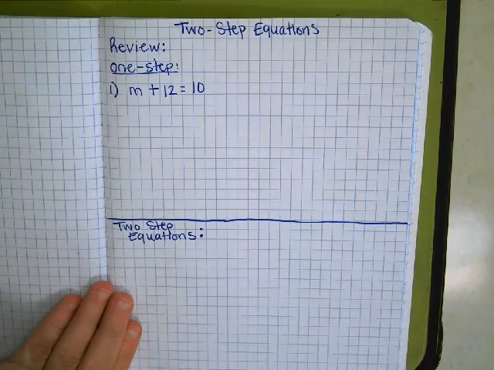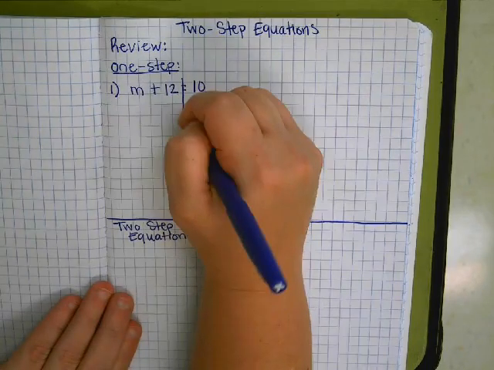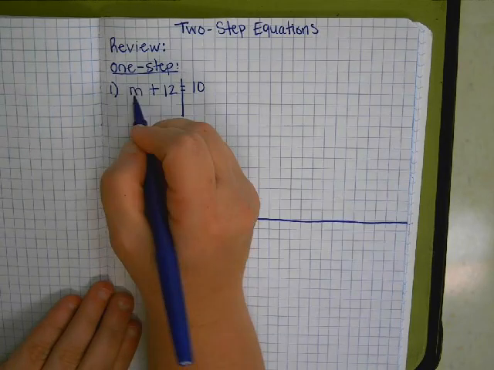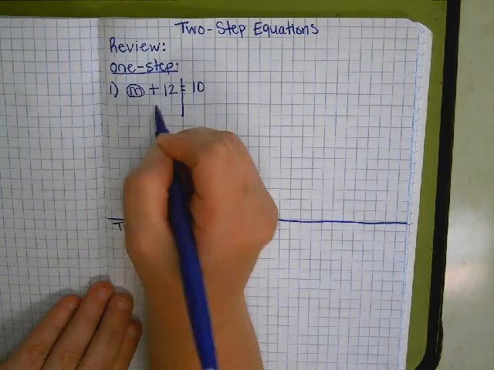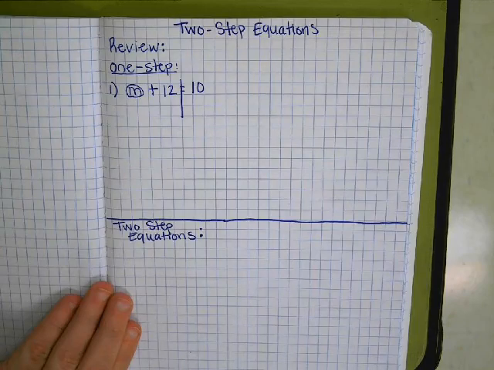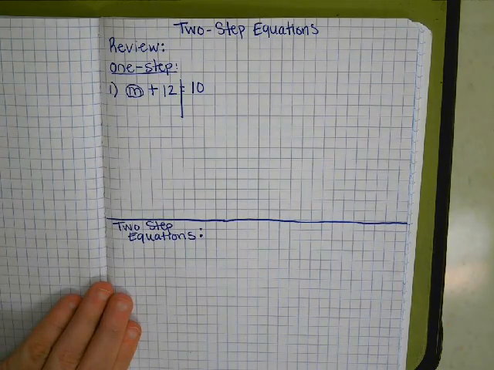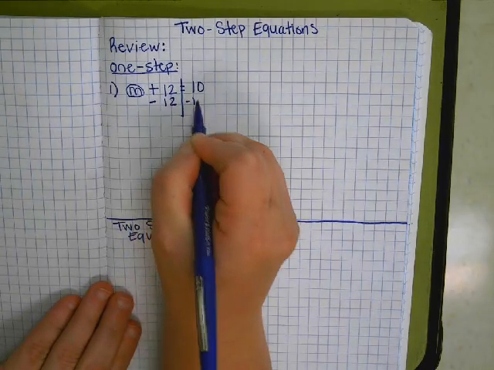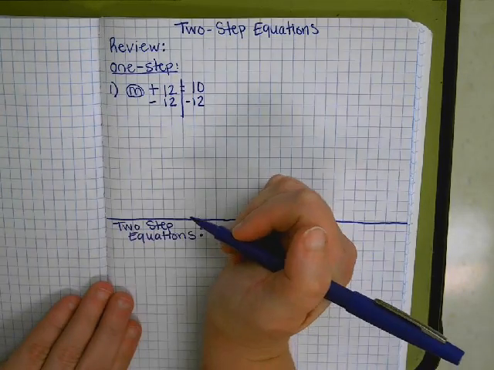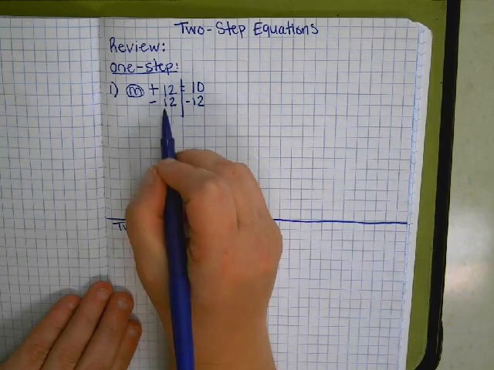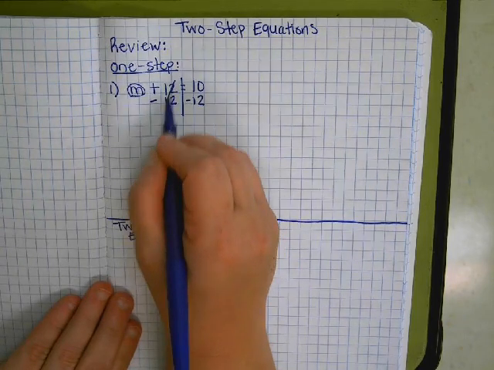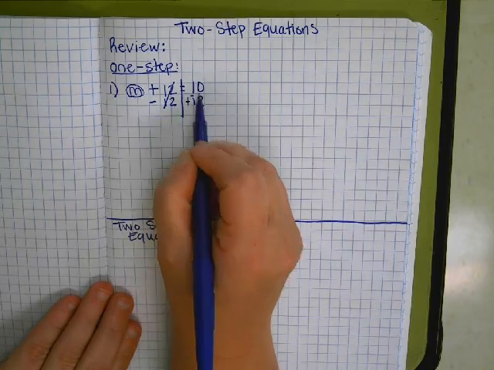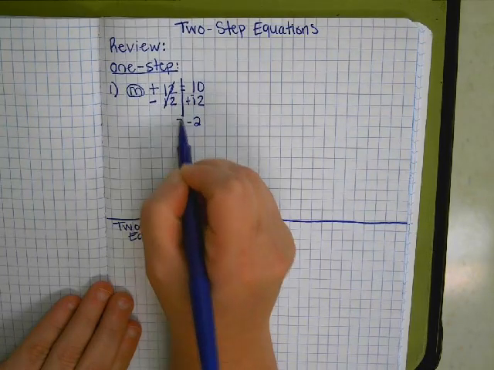Now remember, we draw a line to separate our sides, and whatever I do on one side, I got to do to the other. And we want to get m by itself, so here's m. And positive 12 or plus 12 is on the side with it. So to get rid of a plus 12, I do the opposite and subtract 12 from both sides. 12 minus 12 goes away. 10 minus 12, change opposite, gets me to negative 2.